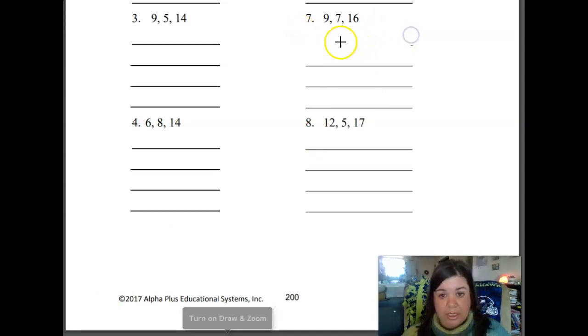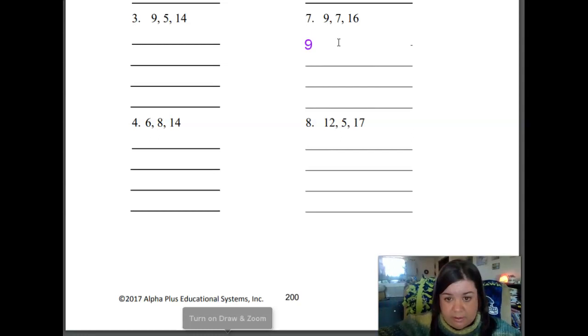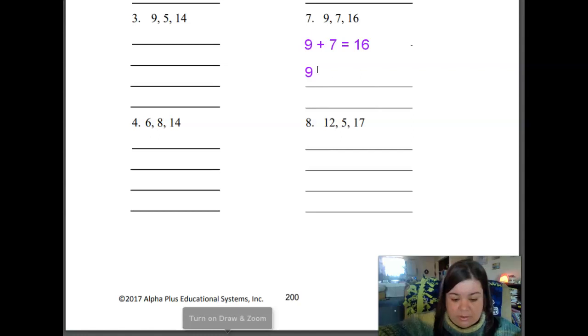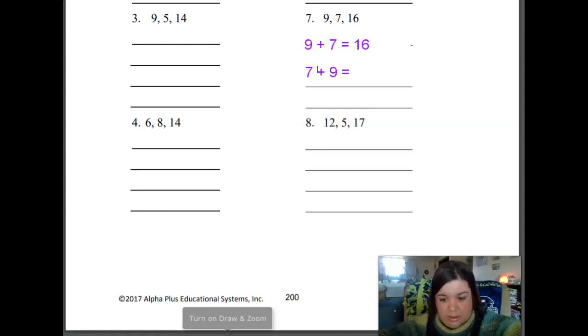Okay, my three numbers are 9, 7, and 16. So I know 16 has to be the last number. So I'm just going to start left to right. 9 plus 7 equals that biggest number. Okay, and then I know my second one. I just have to say the opposite of what I said up here. Sorry, we just did 9, huh? I'm going to do 7 plus 9, and that still equals 16. It will every time.